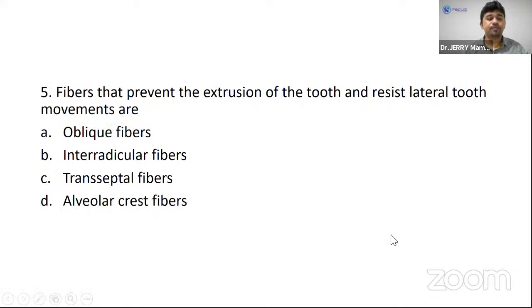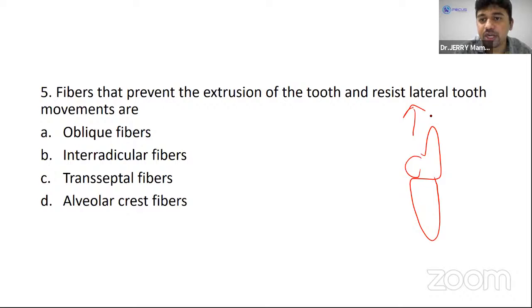Last question. Okay, fibers that prevent extrusion of the tooth. It should not come out like this. So there should be some fibers which are pulling down the tooth like this and resisting lateral movements. They are known as. Immediately draw the diagram and try to correlate.